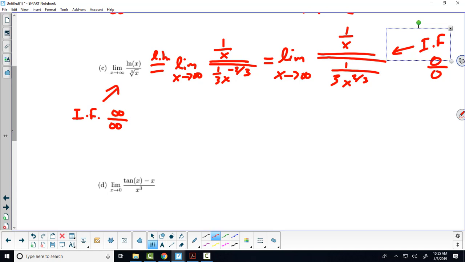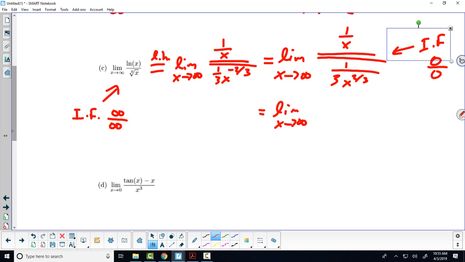Okay? So there's sort of two decisions. Can I apply L'Hopital's Rule? If I can, is it a good idea? And you have to ask that at each step of the way. Okay? So I'm going to actually just simplify this using algebra.